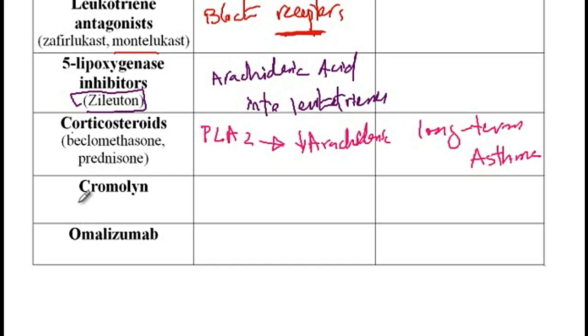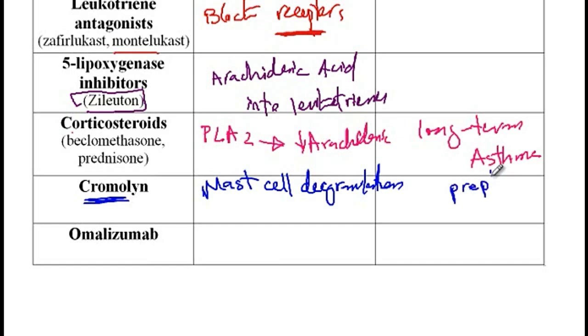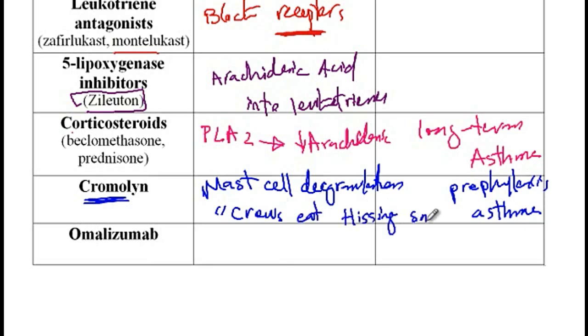Next, we have the cromolyn, which inhibits the mast cell degranulation, and thus histamines will no longer be released. And this medication is used as a prophylaxis for asthma. And so the memory aid that I have here is that crows eat hissing snakes. So crows goes for cromolyn, and hissing goes for histamine that is no longer being released from the mast cells. So cromolyn is crows that eat hissing snakes.